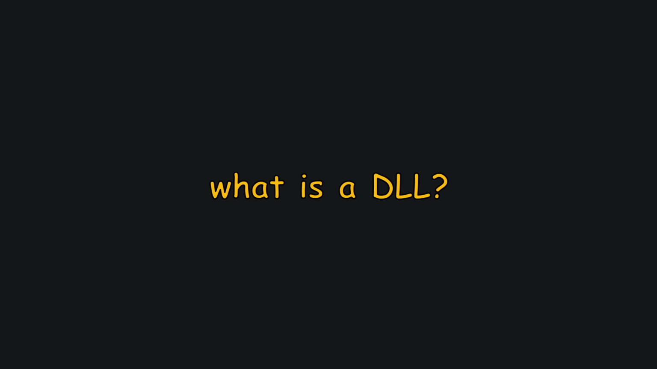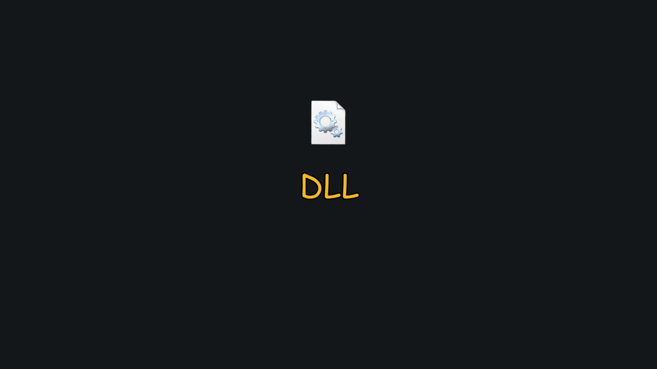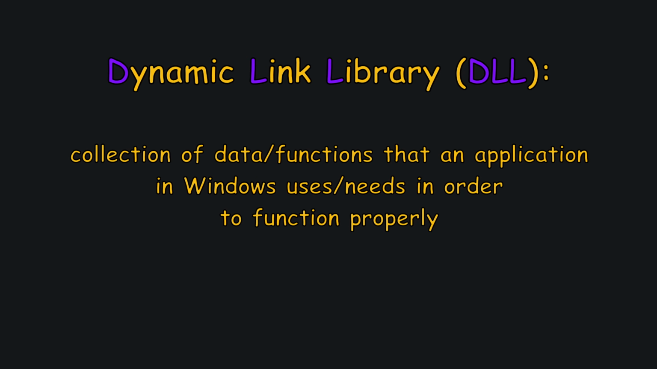Here we go. Okay, obviously first we need to figure out what DLLs even are, and why you might hear them being thrown around all the time in the Windows world. A DLL, or a dynamic link library, is simply a collection of data or executable functions that an application in Windows can use or sometimes needs in order to function properly. Okay, well, that's great and all, but why do we care about this? Can't a program just have what it needs to run programmed in it to begin with? What's the point of loading in libraries?